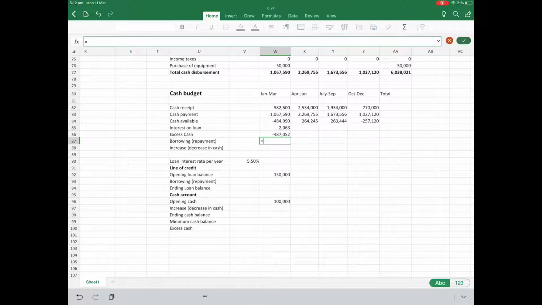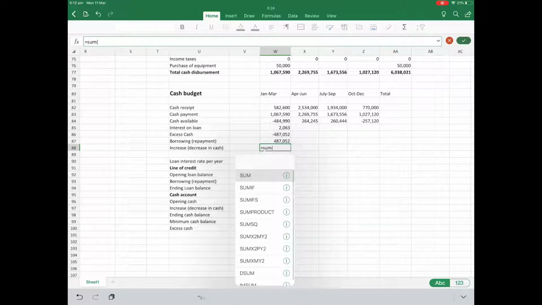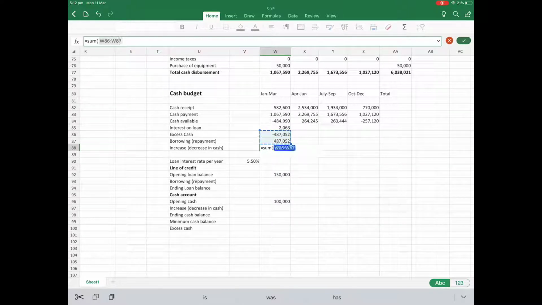So in this case, because they have negative 487,000, they will have to borrow that much to top up, so that the change in cash is 0. So I just take minus this one. So now the increase or decrease in cash will be 0, because there is no change in the cash. So this is just equal to the sum of this one and this one.